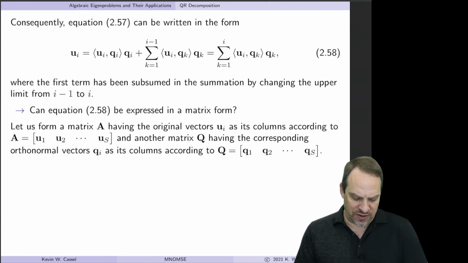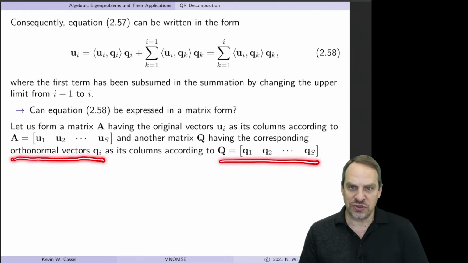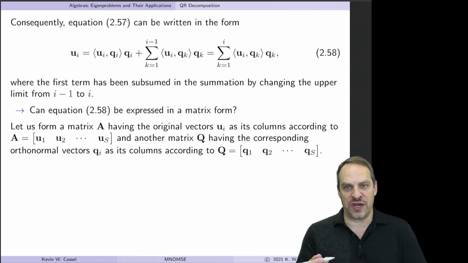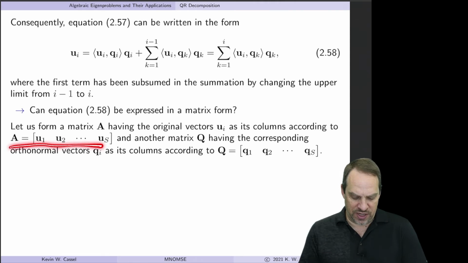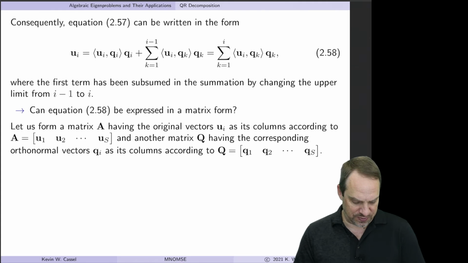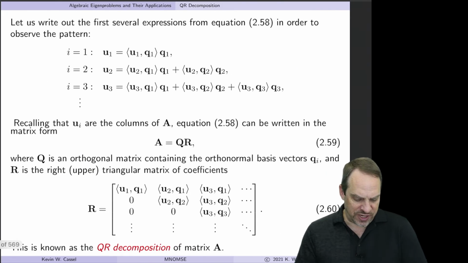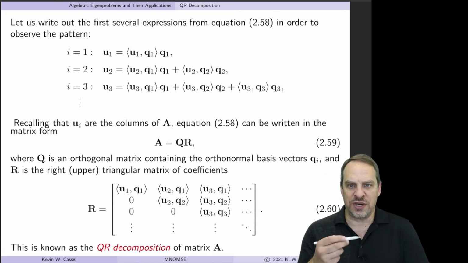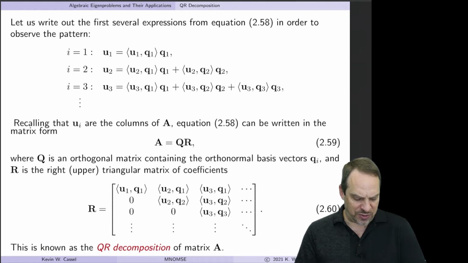And then we have our matrix Q, which has the corresponding orthonormal vectors qi as its columns. All right, so same number, same size, A and Q. A is the original u vectors, which are linearly independent but not orthogonal, and Q is an orthogonal matrix. Okay, let's just write out the first several of these so we can see the pattern that's developing.